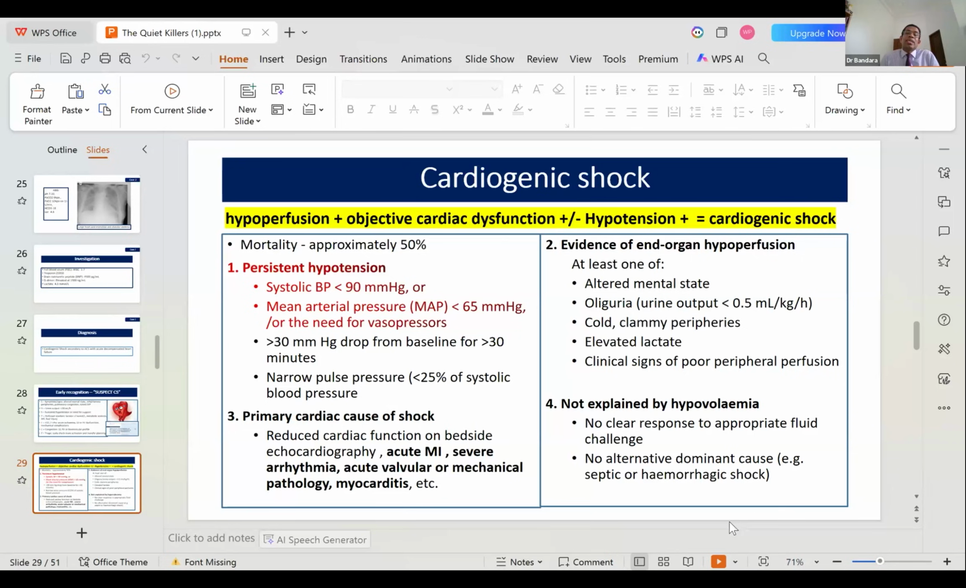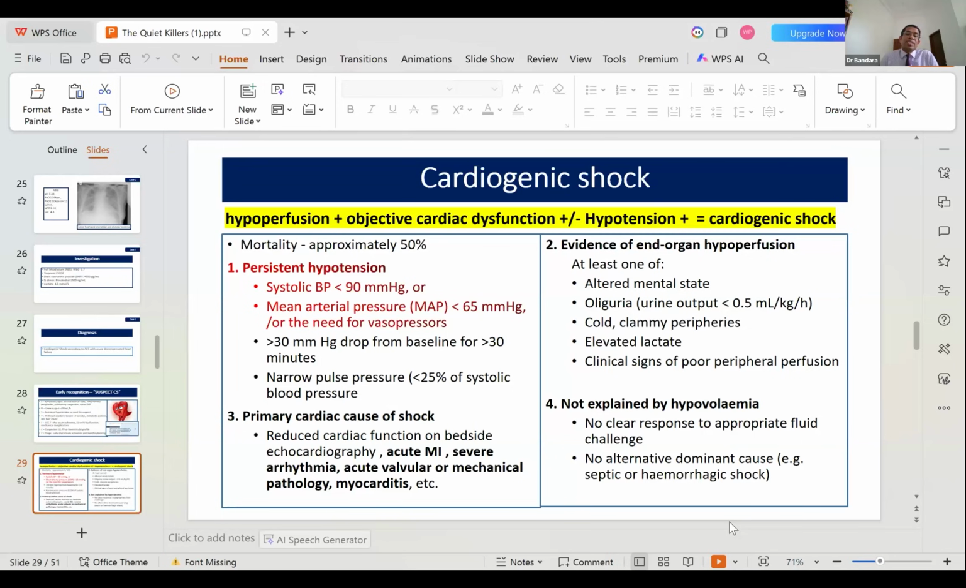In addition, there's primarily objective evidence of end-organ hypoperfusion, which may be, as I said before, altered mental state, oliguria, cold clammy extremities, and elevated lactate level. So all these are evidence of end-organ hypoperfusion. In addition, you need to have a primary cardiac source of shock.